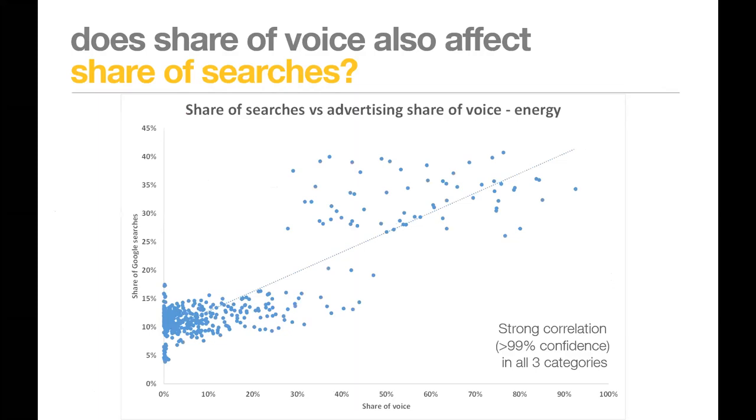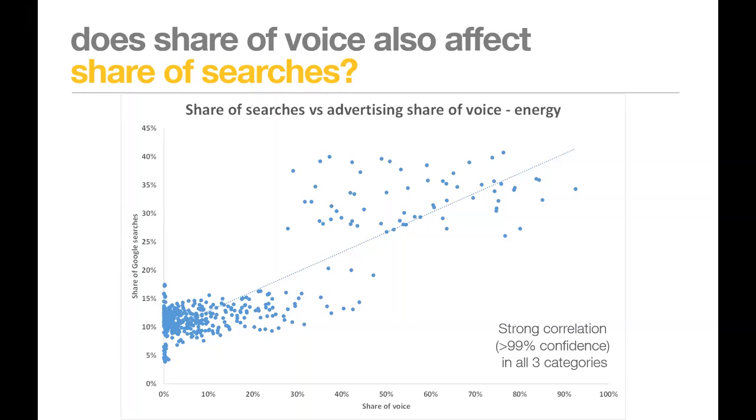This is our data for the energy market, for example. This is the pooled data that I was talking about earlier on. Each dot here represents one energy brand in one quarter over our sample. Again, we have this massive sample with something like 40 years' worth of data effectively in this chart. What we can see is that there's a strong correlation between a brand's share of voice on the x-axis and its share of market on the y-axis. It's a very strong correlation. We see the same in all three categories, highly statistically significant, greater than 99% confidence.